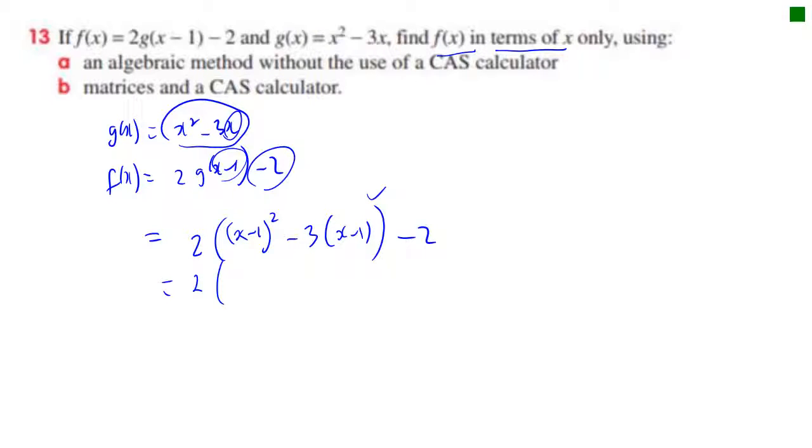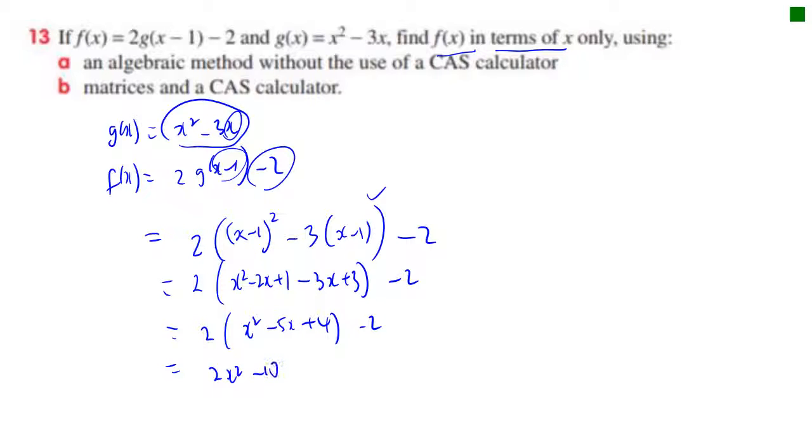You'd expand the bracket. So you'd make that x squared minus 2x plus 1. Here you'd make this minus 3x plus 3, minus 2 at the end. Expanding further, or collecting like terms might be best, mightn't it? x squared minus 5x plus 4, take away the 2, equals 2x squared minus 10x plus 8 minus the 2, and our final step, 2x squared minus 10x plus 6.